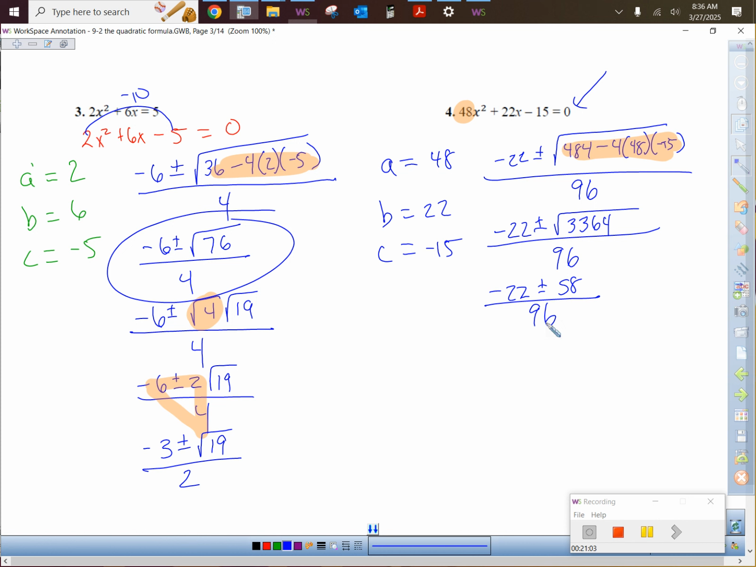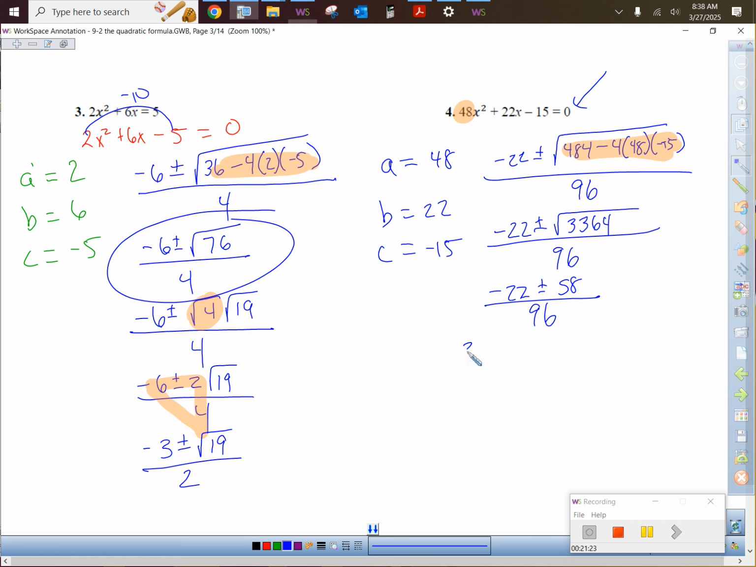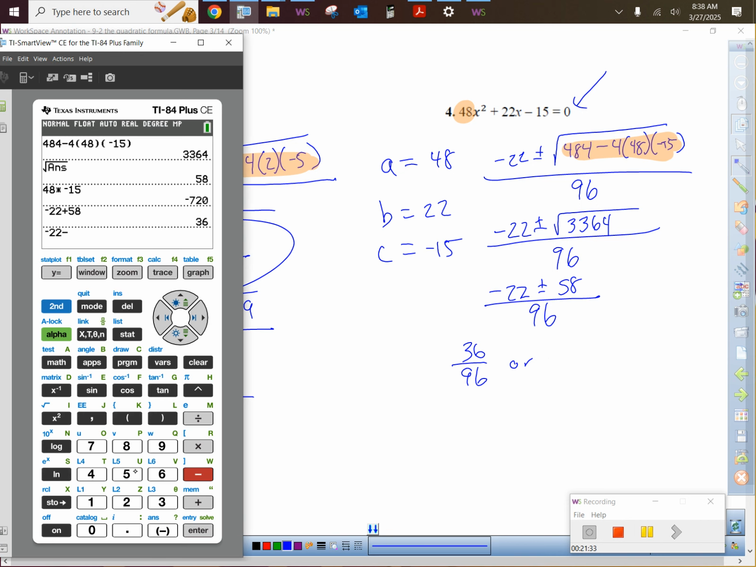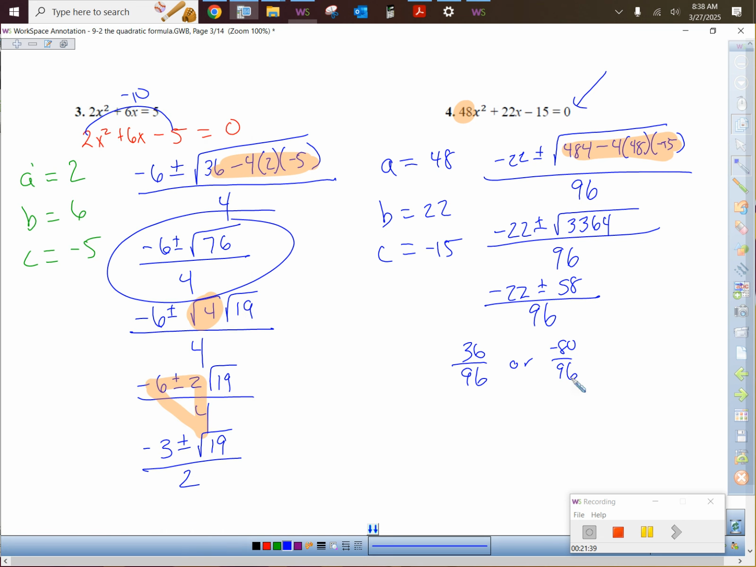Now see if you can find your two answers. Break them up into two fractions. The first one I always like to do plus. The second one I like to do minus, just so my brain knows which one I have done, right? Like I do negative 22 plus 58, so you figure that out. And then just put 36 right there over 96. We'll clean them up here in a little bit. And do negative 22 minus 58. Negative 80 over 96. Cool.